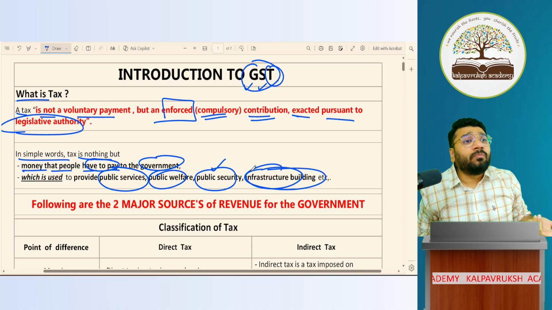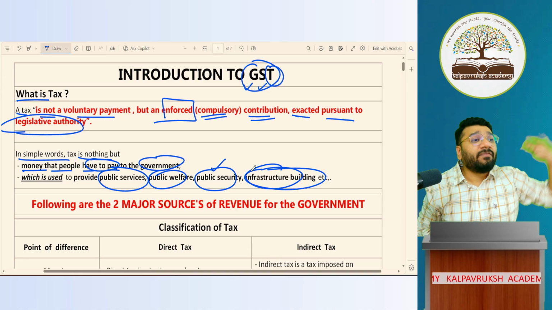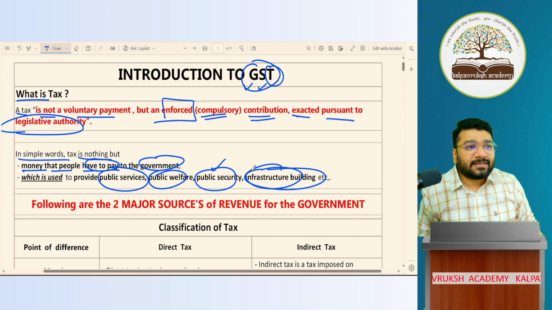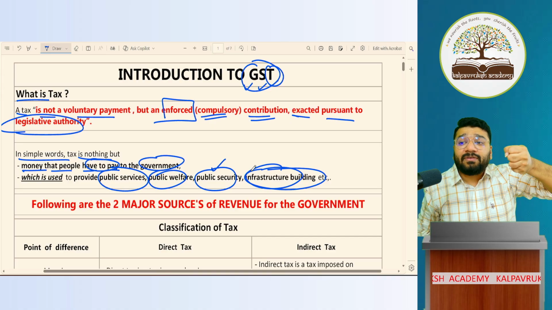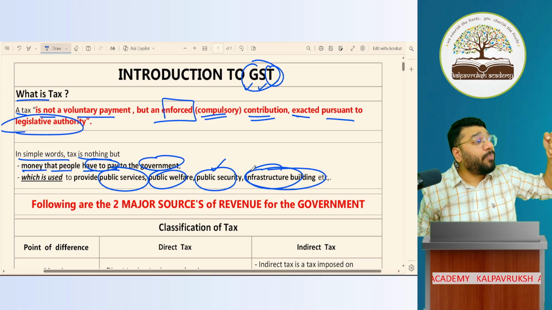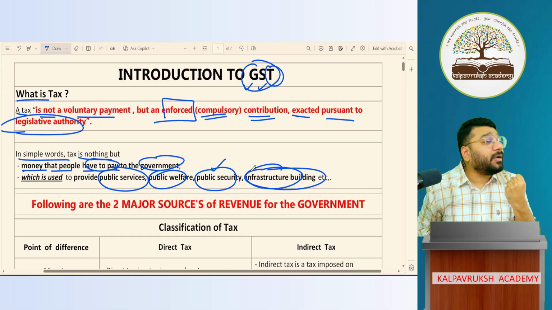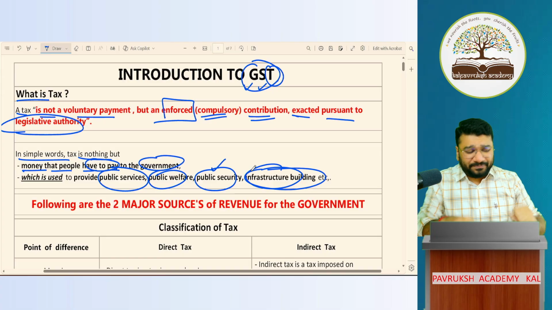Highway is constructed by whom? National Highway Authority of India, which is a part of your central government. From where the funding is coming? The funding is coming from tax. Got it? Not got it? So in India, to have a strong infrastructure, it's very important that the tax is being received by the government on time basis. Got it? Not got it? Tell me.